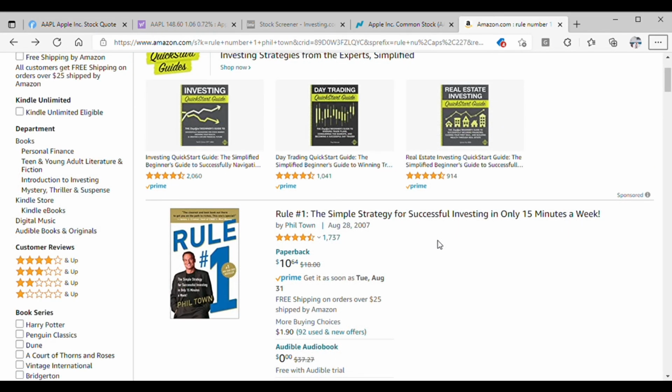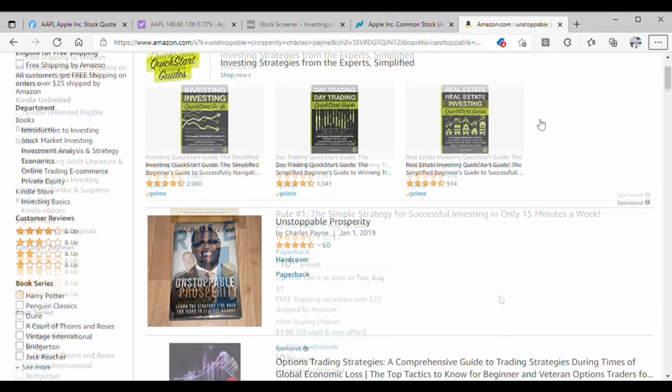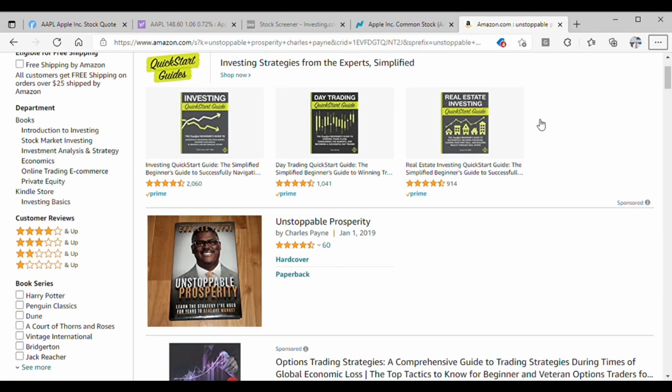In addition to doing your fundamental analysis, there are also some great books you can read. Here's one called Rule Number One by a gentleman named Phil Town. It's a great book to read when it comes to finding out about fundamental analysis and how to pick a good stock. Here's another good book called Unstoppable Prosperity by a gentleman named Charles Payne. Another great book to find out how to do fundamental analysis and pick good companies to invest in.